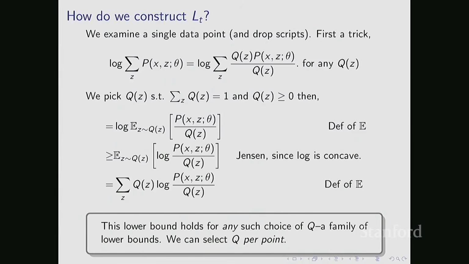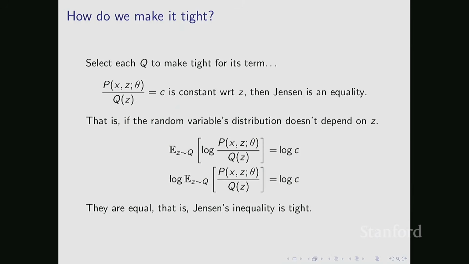All right. Okay. So how do we make this thing actually tight? All right. So here is an observation about Jensen's. If we pick P of x, z, theta over Q of z, this quantity, so that it's a constant with respect to z, it does not change as z changes, then Jensen is an equality. Okay? I'm saying something trivial with a lot of words.